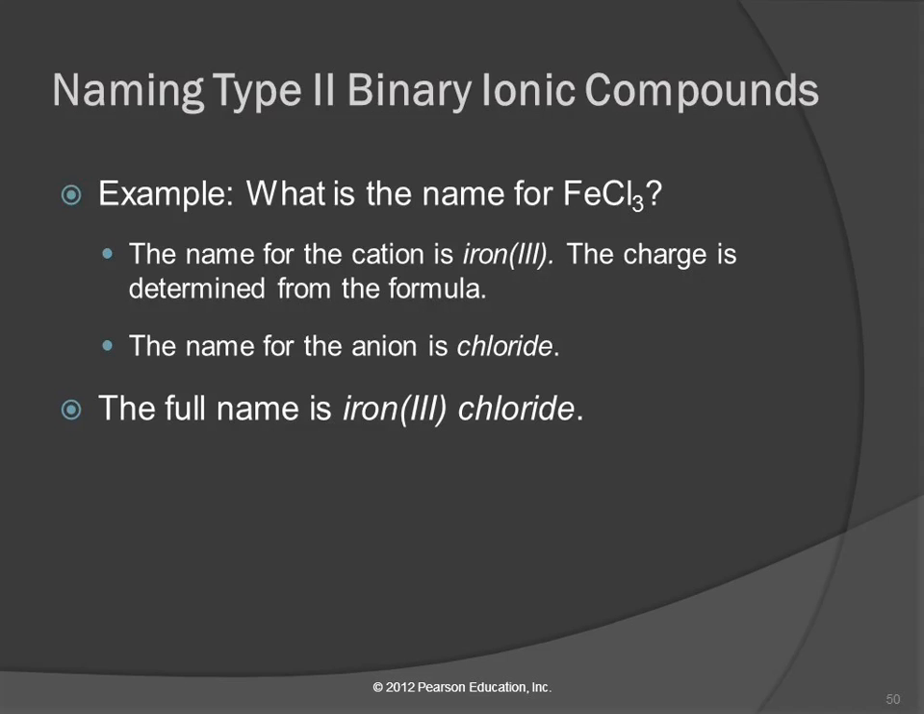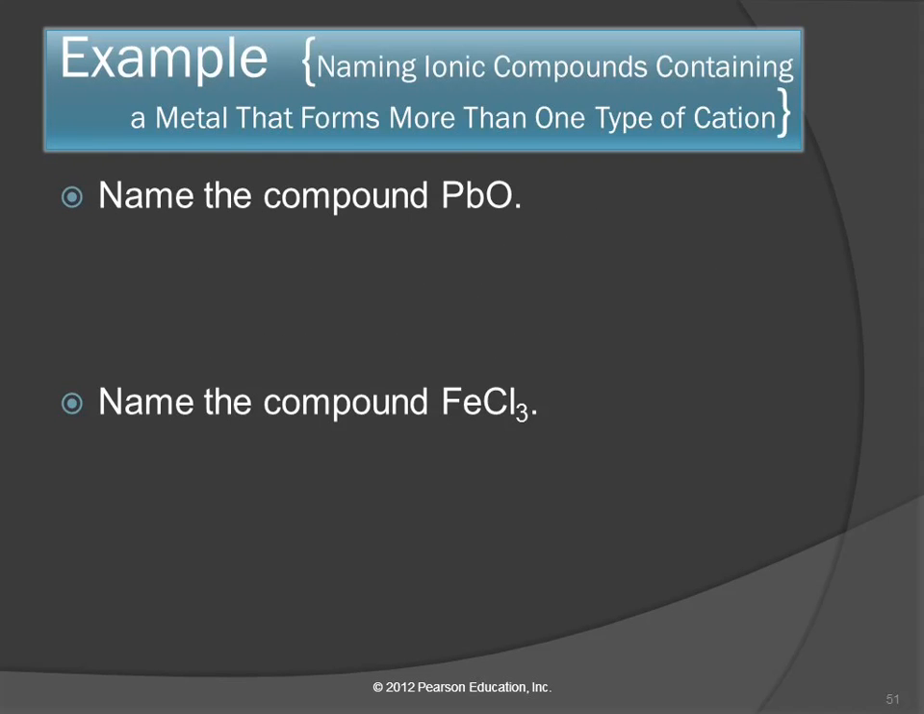Let's do this. Name the compound PbO. So we look at the first element, Pb. We find it in the periodic table. Okay, it's over here in group 4A, but it's to the left of the stair-step line. That's a metal. This is an ionic compound. So we name the metal ion first, and then the non-metal. So Pb is lead.